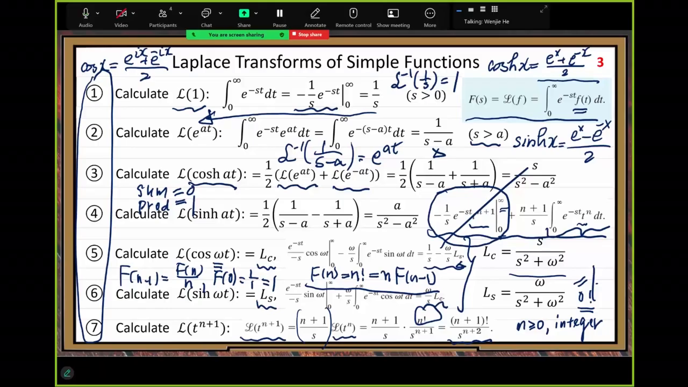But the question here, after we understand that factorial is defined for non-negative integers: because this t to the n plus 1, when n is not an integer, is still a power function, right? Here, let's consider t to some number a.